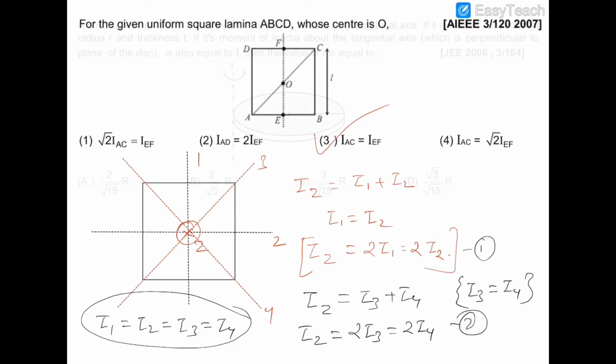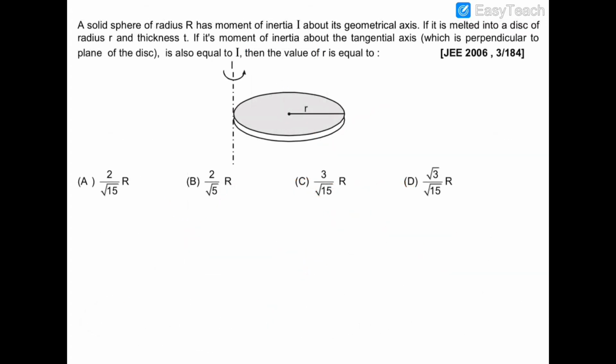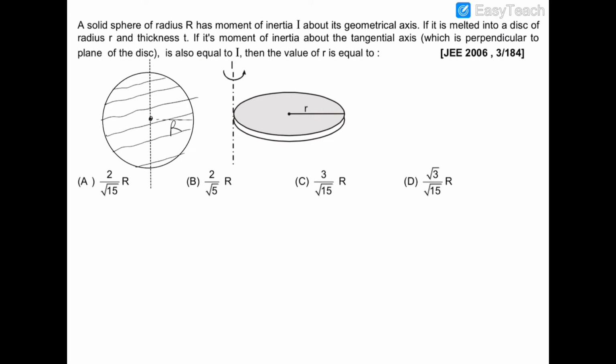Now let's move on to the next question. In this question, it is given that there is a solid sphere. You can consider a solid sphere whose radius is capital R, and its moment of inertia about its geometrical axis, which is passing through the center of mass, is given as I. So we know that I would be equal to m r square into 2 by 5, or I can say 2 by 5 m r square.